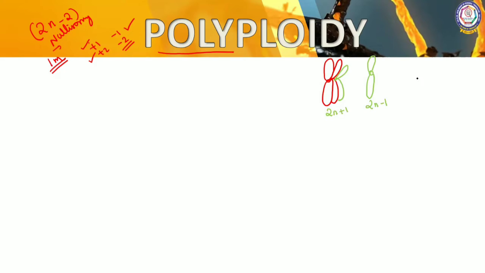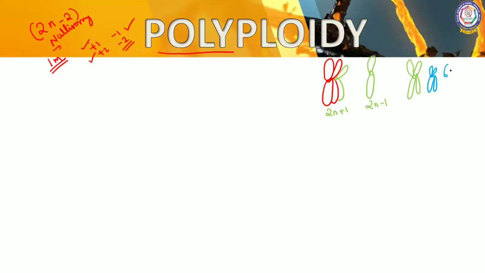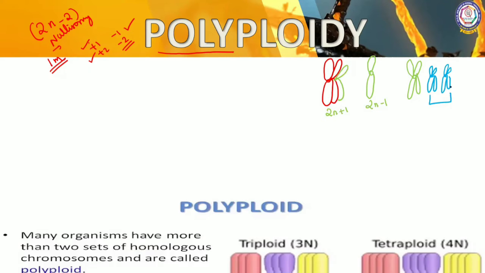But in polyploidy, what happened? If this is the normal set of chromosome, there will be addition of pairs, 1 pair, 2 pairs, 3 pairs, like that. It keeps on moving. So this condition is called polyploidy. This is monoploidy or diploidy or triploidy or tetraploidy. So we'll see the condition here.